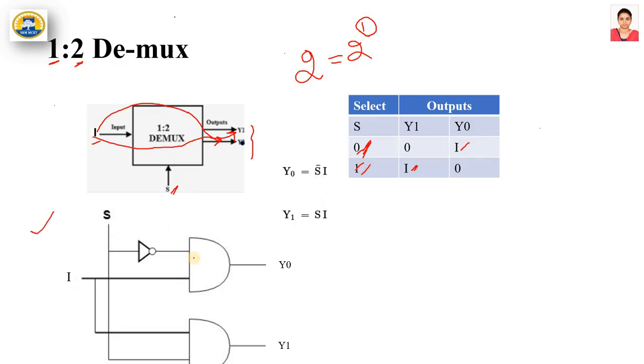So the first minterm is S bar into I. So we use a NOT gate to get S bar. The output of the NOT gate will be S bar, and that goes into the AND gate along with I.